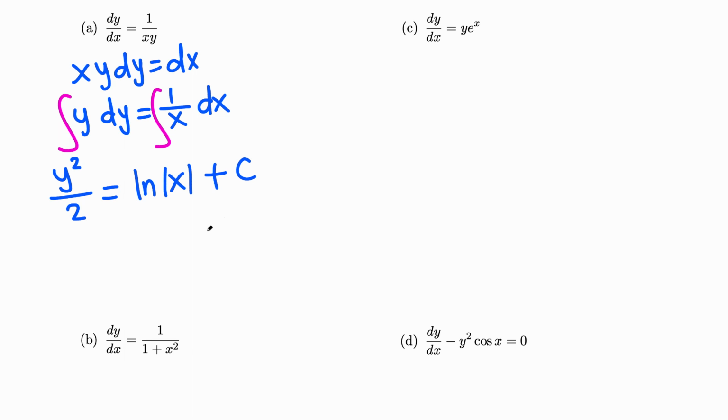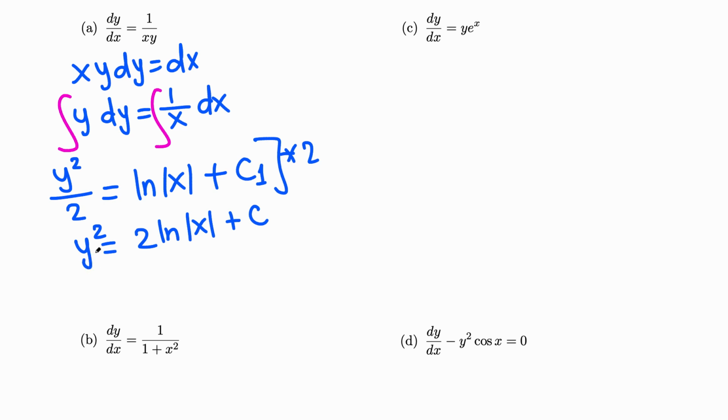Next, we need to get y by itself. So there is a 2, so we can multiply through by 2. Okay, let's multiply through by 2. That leaves y square equals 2 ln x plus 2c. We could have written just c1, and when we multiply by 2, 2c1 is another constant, and we can just write c. Or we can write just always 2c.